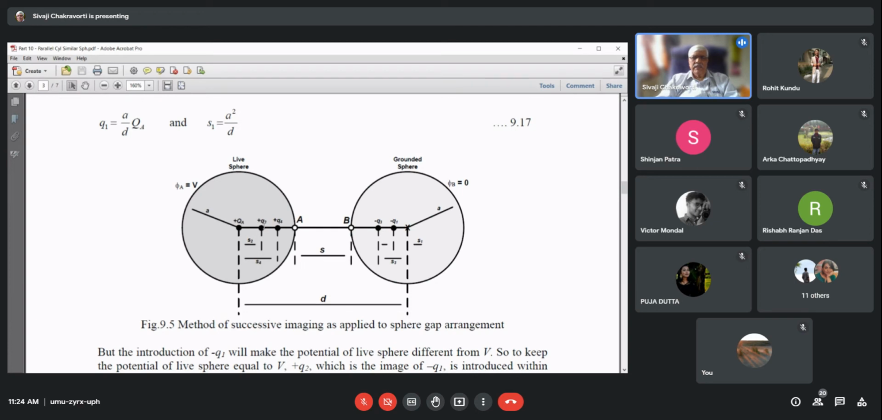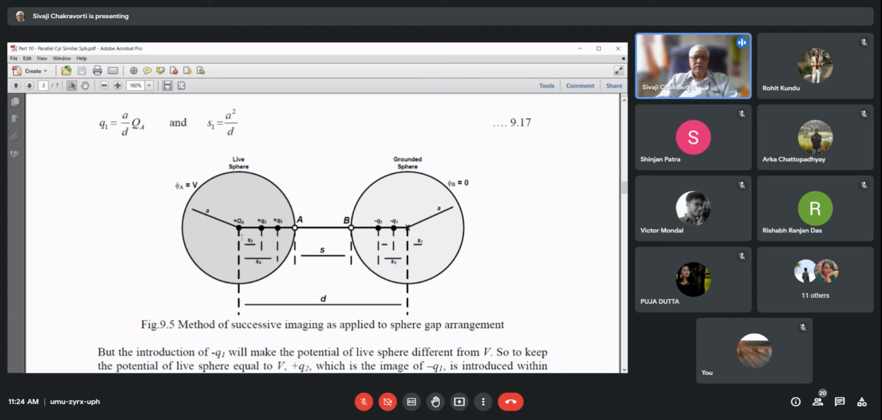Magnitude of small q2 with respect to small q1 can be calculated as above. In that case, my plus q2 becomes the image of minus q1 with respect to the live sphere, and therefore minus q1 and plus q2 together will make the potential of the live sphere 0. And therefore plus QA will definitely make the potential of the live sphere equal to V.